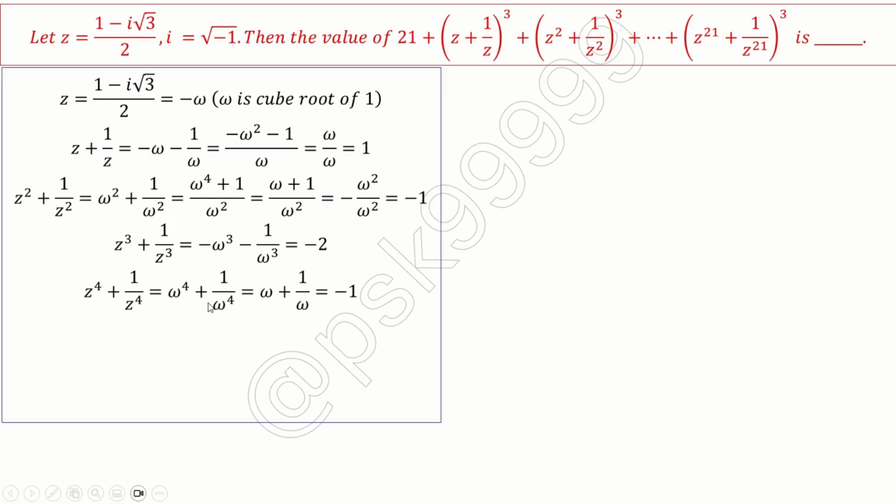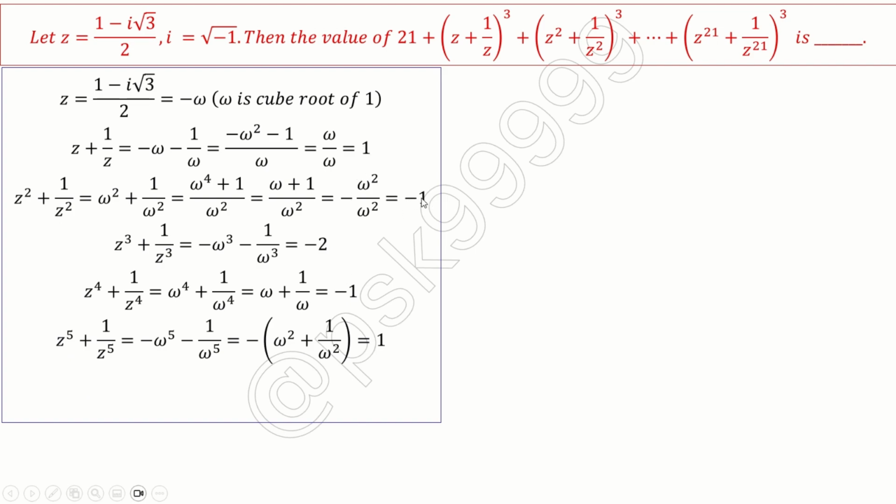Simple. So similarly, just check if there is a repetition. Z to the power of 4 plus 1 by z to the power of 4, if you simplify, is nothing but omega plus 1 by omega, which is the reverse of this one, so minus 1. So it is not repeating like 1, minus 1, minus 2. We thought maybe it repeats, but it did not repeat. Minus 1 it is. So z power 5 plus 1 by z power 5 is 1. We see at least the sign is reversed. 1 here, minus 1, minus 2, minus 1 here. Sign is reversed here.